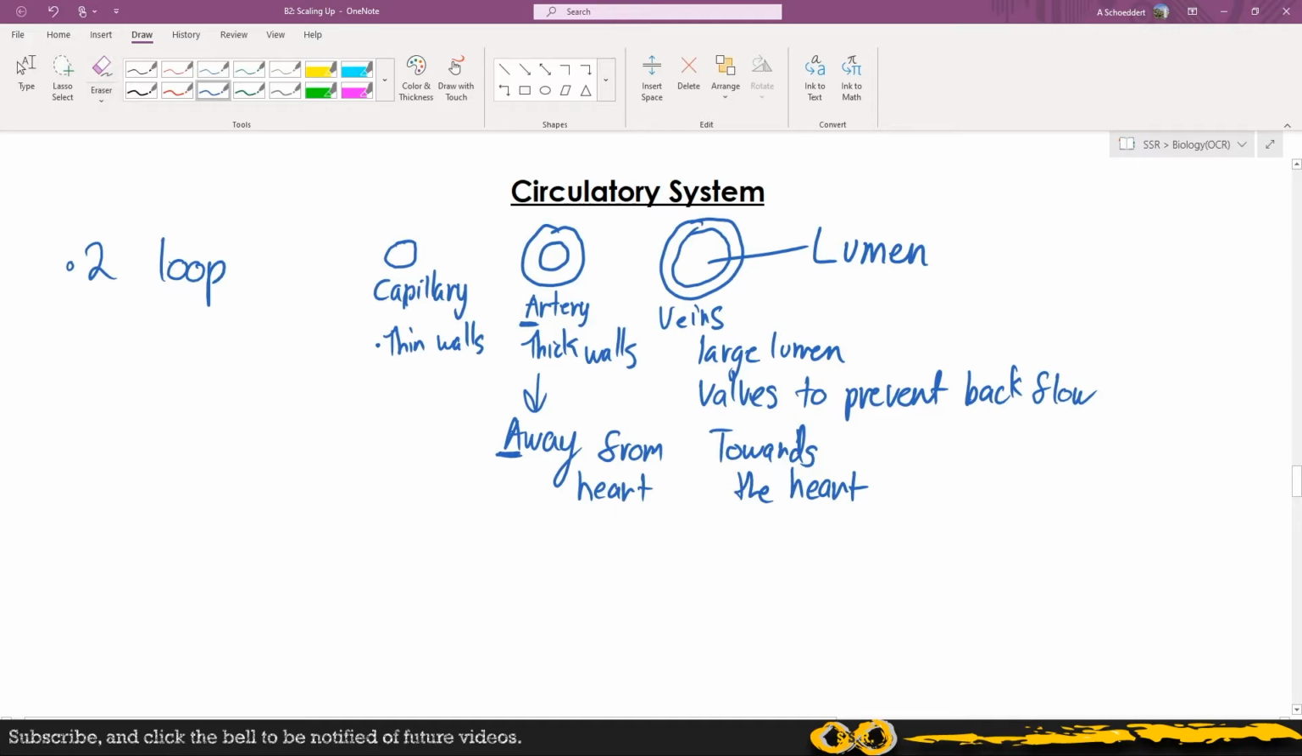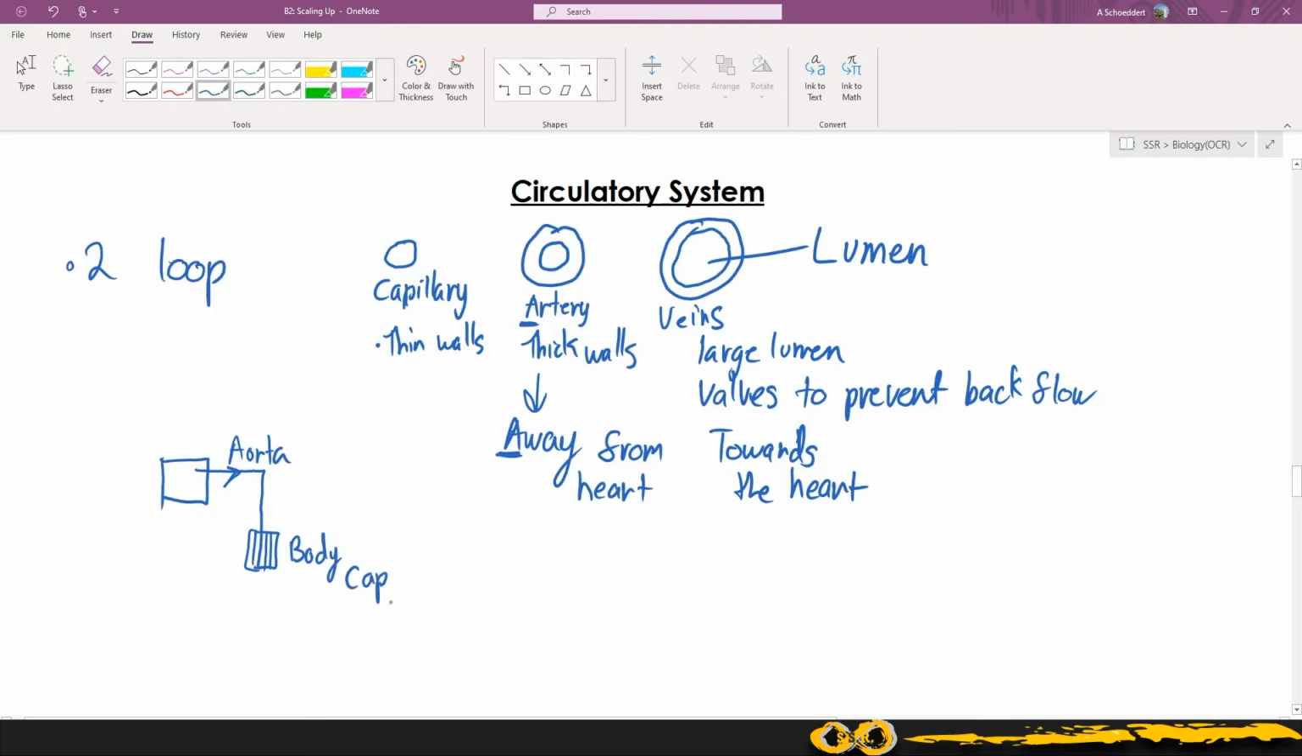Let's go through the 2 loops that form the human circulatory system. So we'll put our heart in the center here, and then I will simplify this loop. So this blood vessel leading away from the heart is going to be the aorta, which is a special artery that leads away from the heart, and it leads into the body capillaries. So there'd be a section of body capillaries all over your body to allow gas exchange and to allow your cells to get the nutrients that they need. And then it will return back to the heart through a blood vessel called the vena cava.